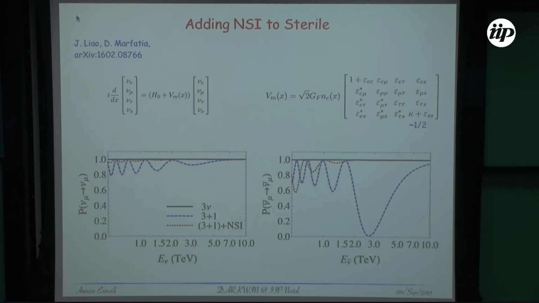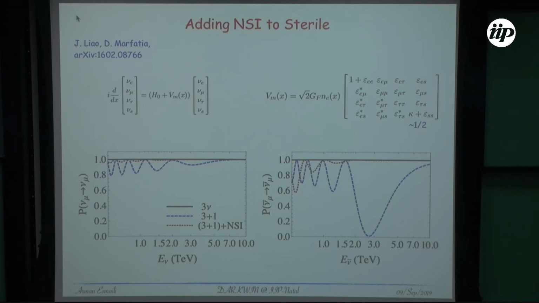So these authors proposed this scenario, and they said that if you have a sterile neutrino, this is the oscillation probability that I showed you. The black line is the standard oscillation. The blue line is the 3+1 scenario. The red one is the 3+1 plus NSI. So you see that basically there will be no difference from the standard oscillation. This is the resonance that I told you exists in the 3+1. But if you add the sterile neutrino NSI, the resonance will be killed.